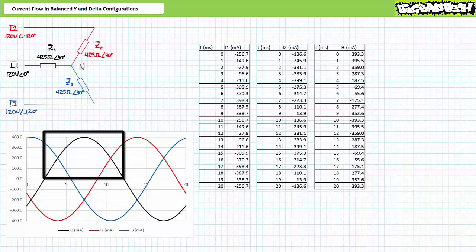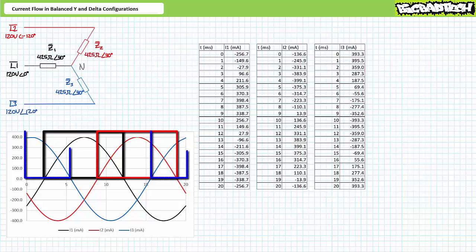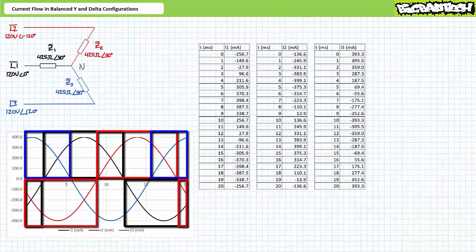During this time span, current comes into the Y through impedance element Z1. During this time span, current comes into the Y through impedance element Z2. During these time spans, current comes into the Y through impedance element Z3. Similarly, during these time spans, current leaves the Y via impedance element Z1. During these time spans, current leaves the Y via impedance element Z2. And finally, during this time span, current leaves the Y via impedance element Z3.